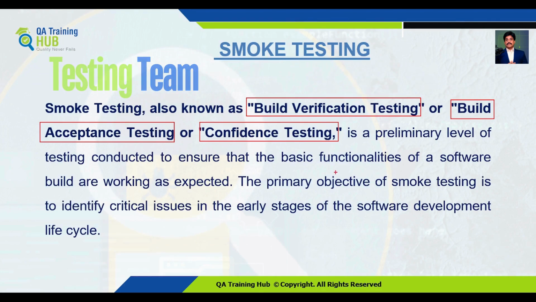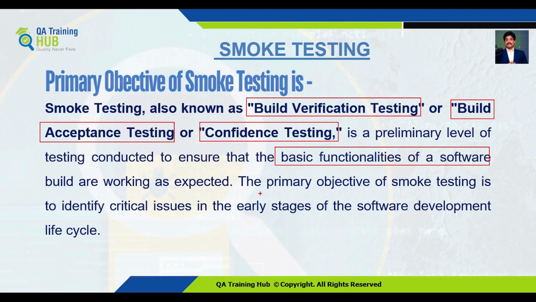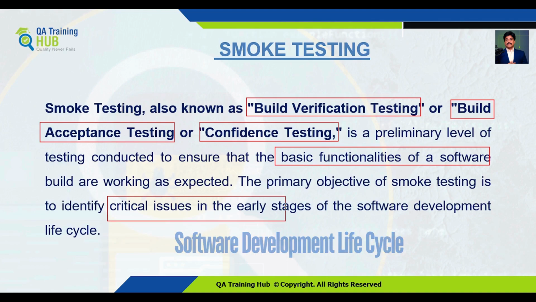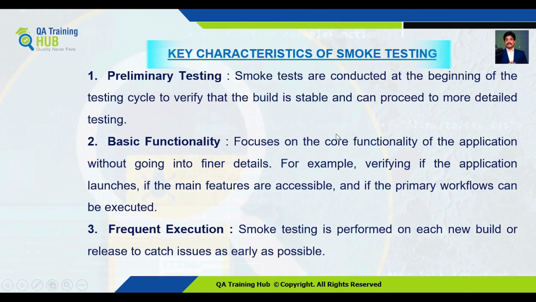The testing team first checks the basic or compulsory functionalities of an application. The primary objective of smoke testing is to identify critical issues in the early stages of the software development life cycle. What are the key characteristics of smoke testing? There are majorly three characteristics: preliminary testing, basic functionality, and frequent execution.